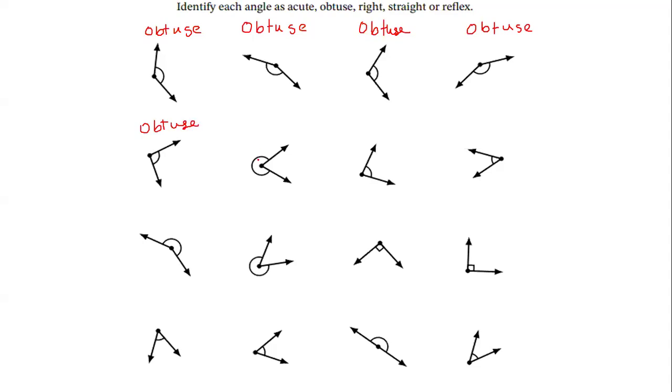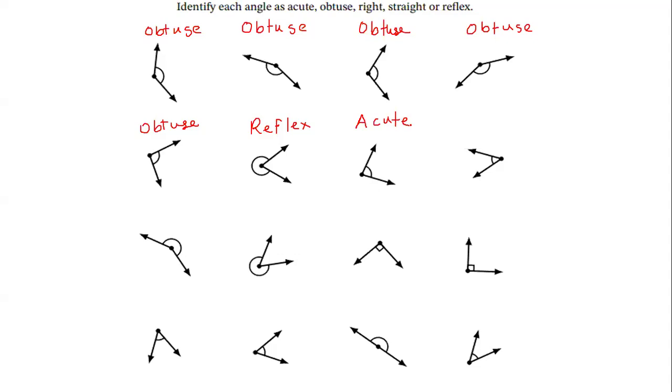And then this one is a reflex angle. That's clearly a reflex angle. This one is what? Acute. That is acute because it's small. It's less than 90. Acute.